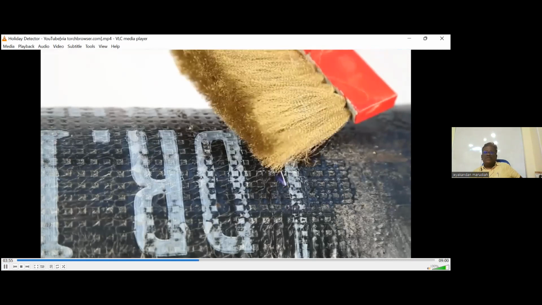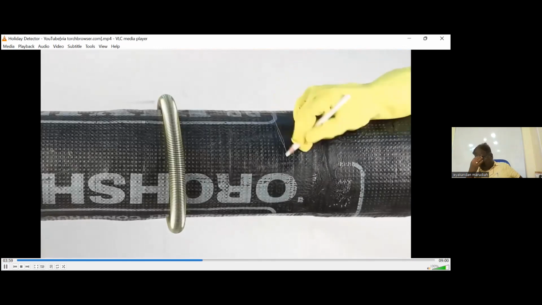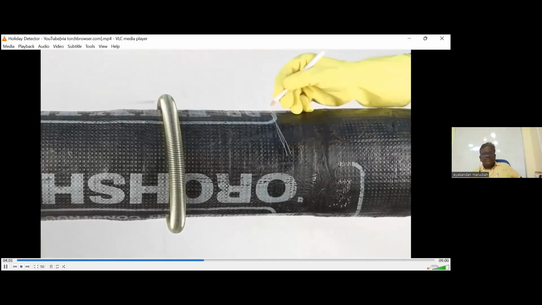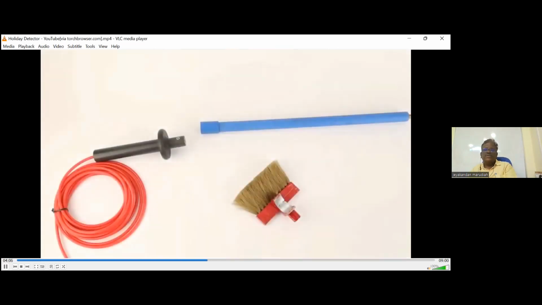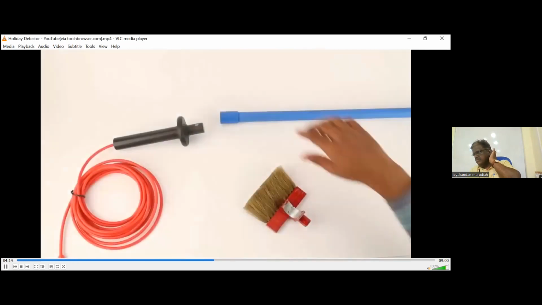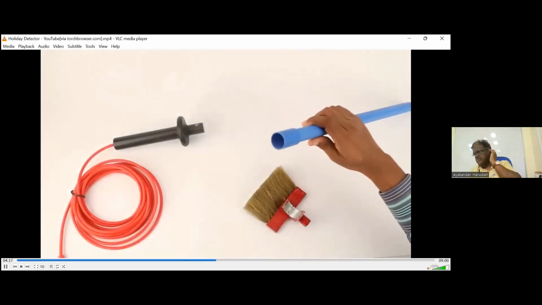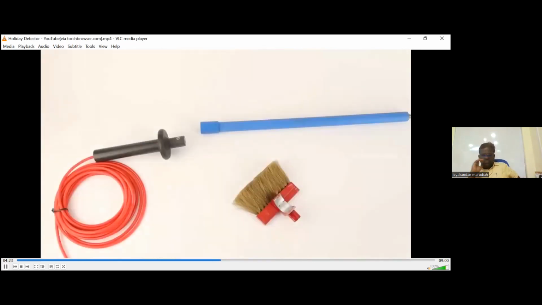With the help of a brush, mark a point on a pipe that has damaged insulation over it and re-insulate the same. Testing with brush electrodes: the brush is made by embedding a phosphor bronze coil in an aluminum base. To the aluminum base, a threaded socket is welded. At one end of the pushing rod, there is a threaded brass plug, and at the other end, a threaded socket. The two connections are joined by electrical wire running through the rod.